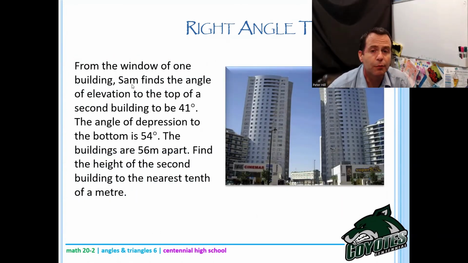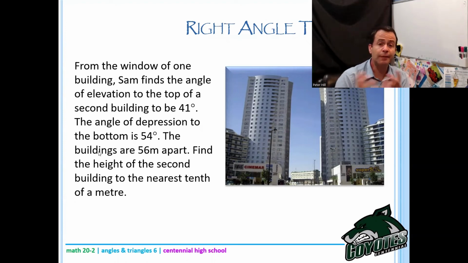From the window of one building, Sam finds the angle of elevation to the top of a second building to be 41 degrees. The angle of depression to the bottom is 54 degrees. The buildings are 56 meters apart. Find the height of the second building to the nearest 10th.